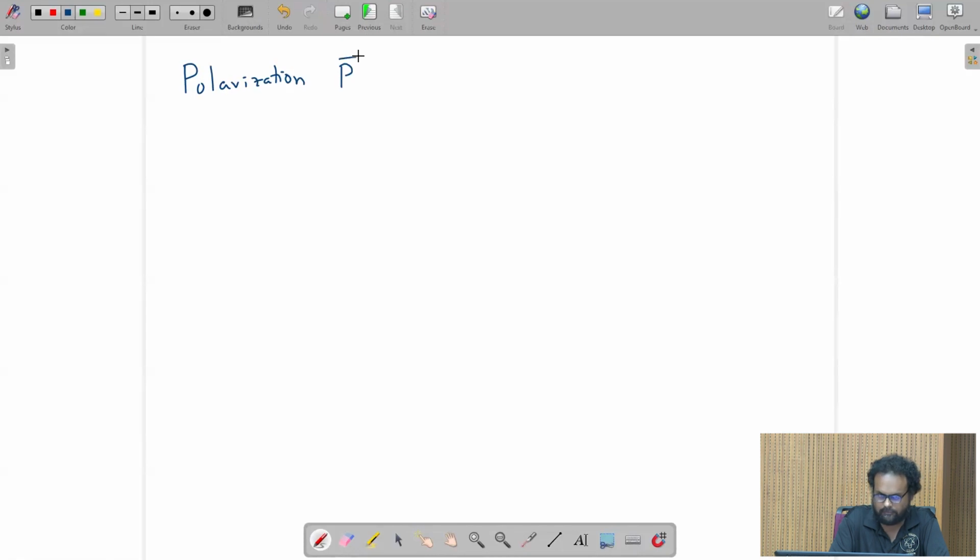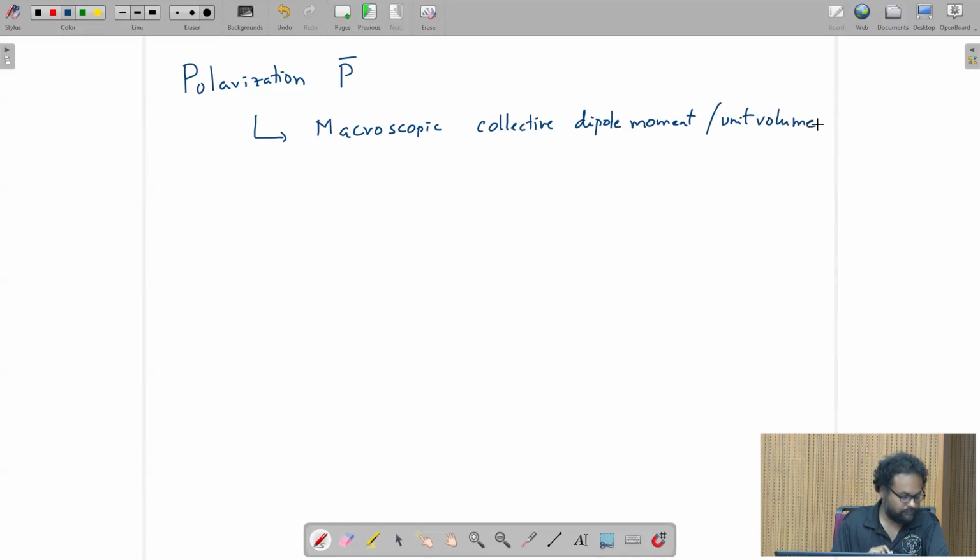Polarization is a macroscopic quantity. It's not a microscopic quantity. It is a macroscopic collective dipole moment per unit volume. And that's your polarization. So always think of this picture whenever you do nonlinear spectroscopy.